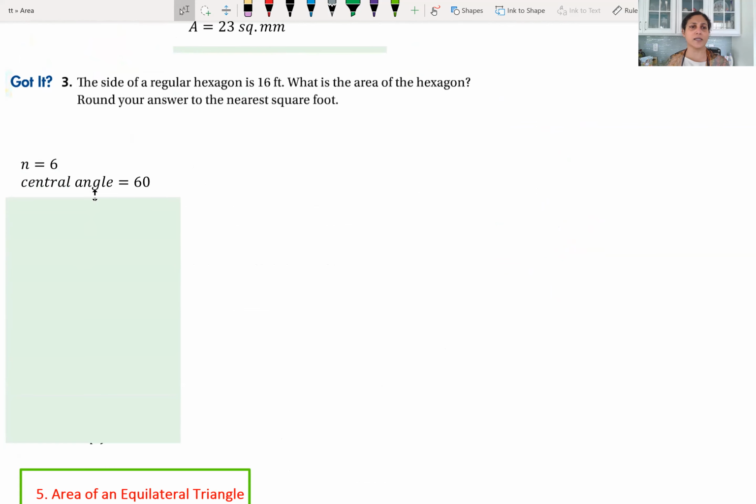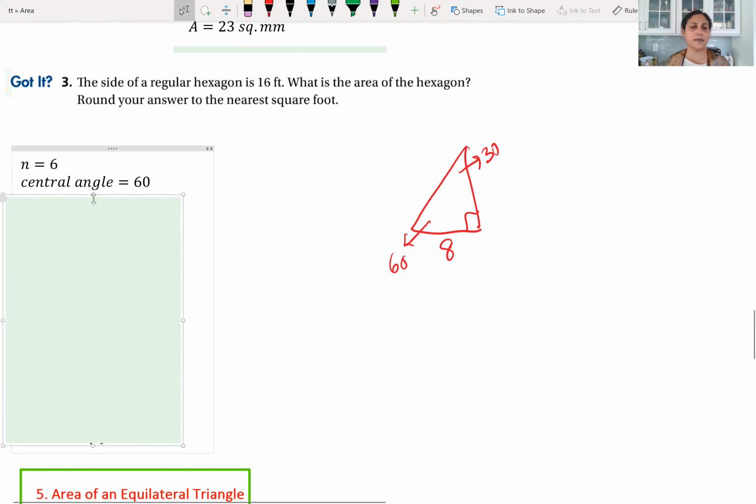Since n is equal to 6, the central angle is 60. So you're going to make your little triangle, and remember that in the little triangle, this is going to be 30, because that's half of 60. The side is 16, so the bottom is going to be 8. And so let's give this a try. Again, we have a 30, 60, 90 triangle, and the apothem, which is on the right side over here, is going to be 8 radical 3.